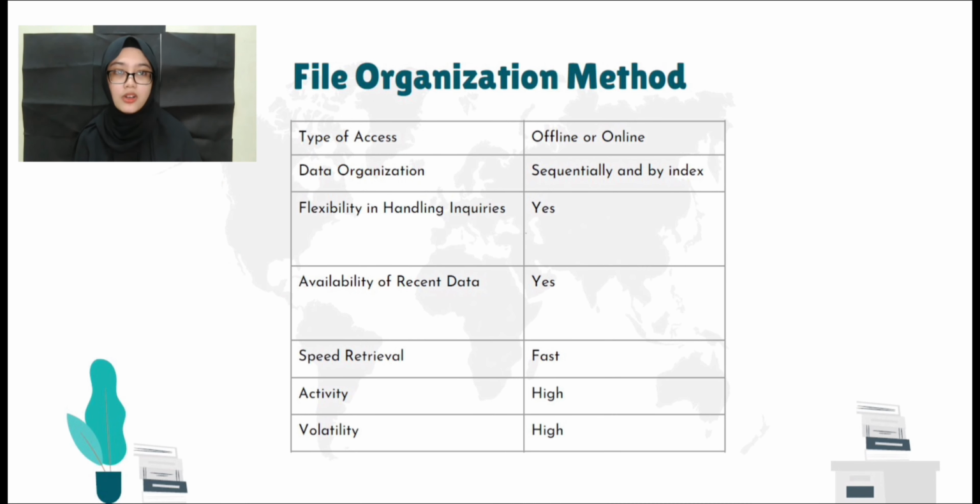Next is the file organization method. The method used is index. Below are the specifications of the index method in file organization. The type of access used is offline or online. The data organization is sequential and by index. It has flexibility in handling inquiries. It also has availability of recent data. The speed of retrieval is fast. The activity is high and the volatility is also high.